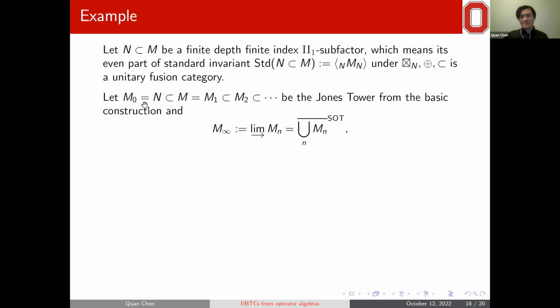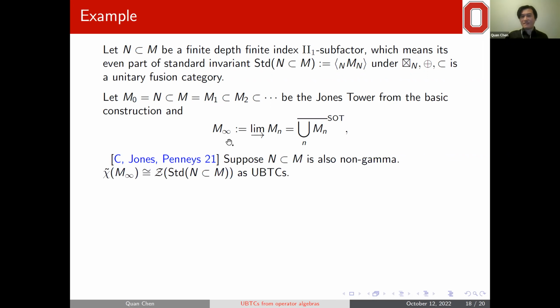And then for the basic construction, if you start with the inclusion of II_1 factors, we can do the basic construction called the Jones tower. And we take M infinity being the inductive limit. And for this algebra, if we put an additional condition that N inside M is a non-Gamma II_1 subfactor, which means you can control the central sequence in a more efficient way, now we can show that the chi tilde of the single II_1 factor, single algebra, is the Drinfeld center of your standard invariant.